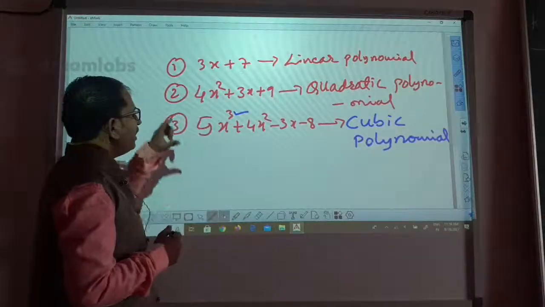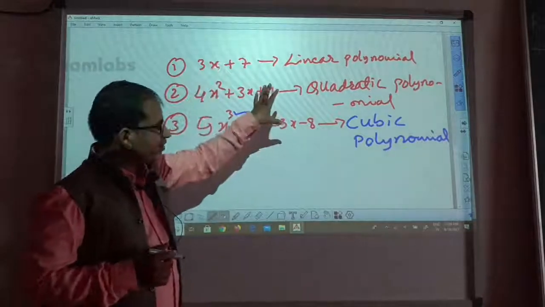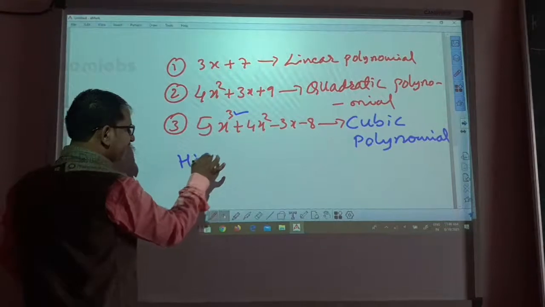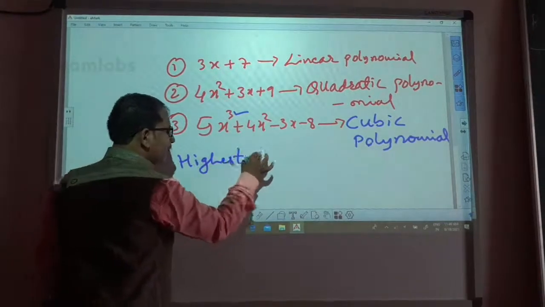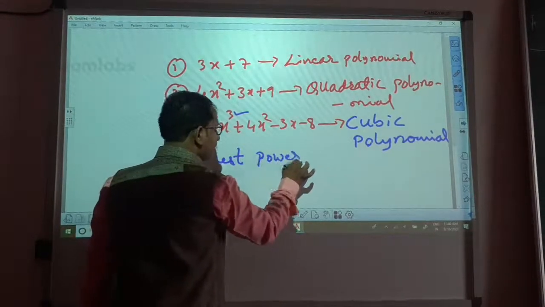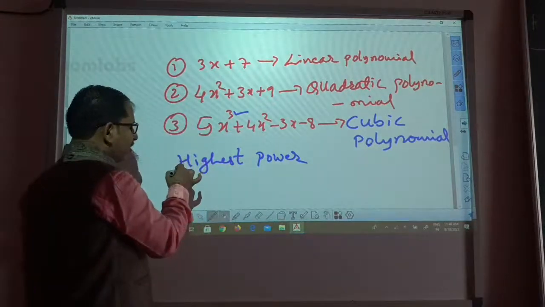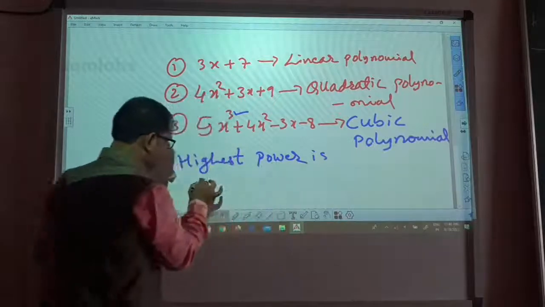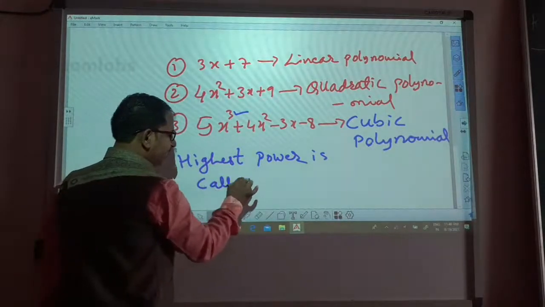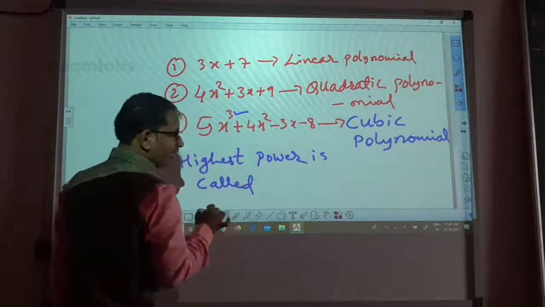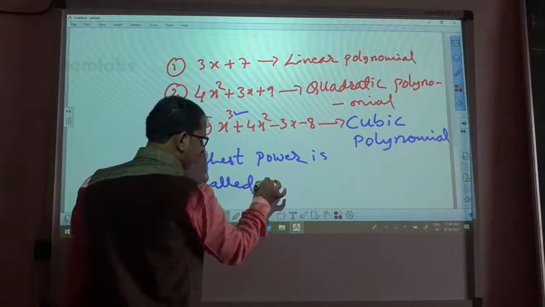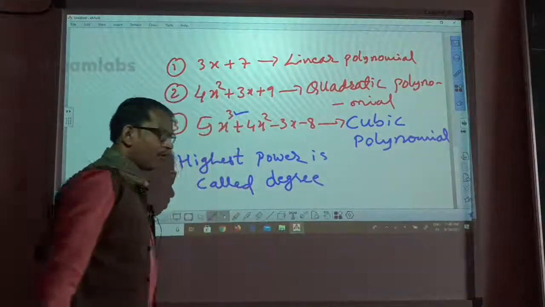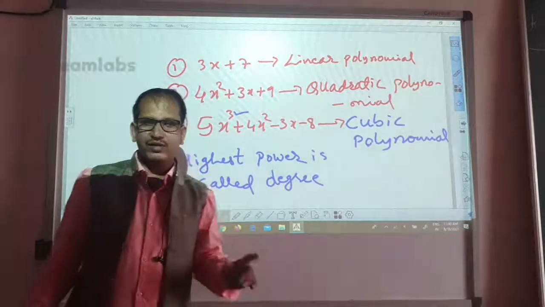But this highest power, whatever we used, is also called the degree. The highest power or highest exponent is called the degree. The highest power of an equation or of a polynomial is called the degree of the polynomial. This degree of the polynomial is also important for your syllabus.